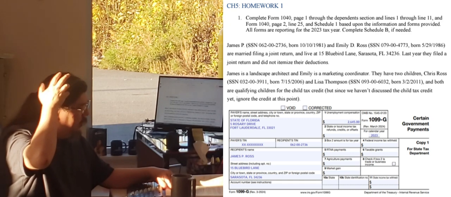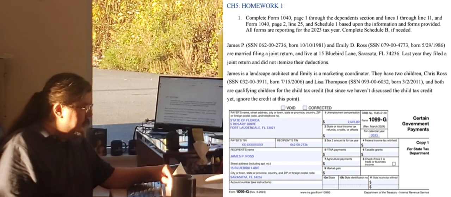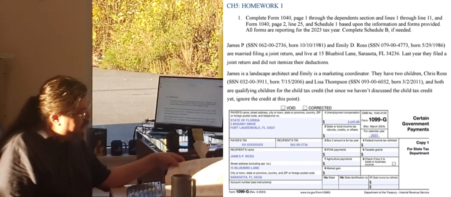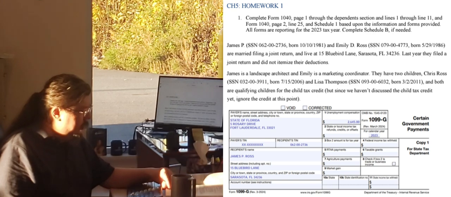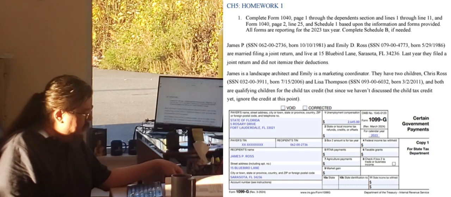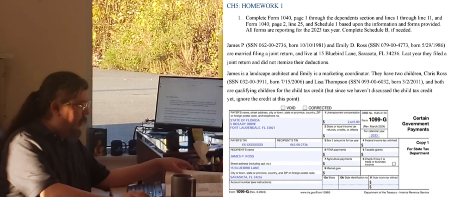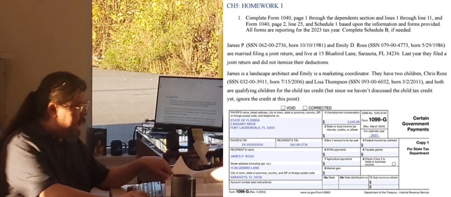This is a tax scenario. We have James and Emily Ross filing a joint return, and they have some unemployment, a couple of jobs, interest, and dividends. So I'll give you about 20 minutes to see how far you can get on preparing their tax return.